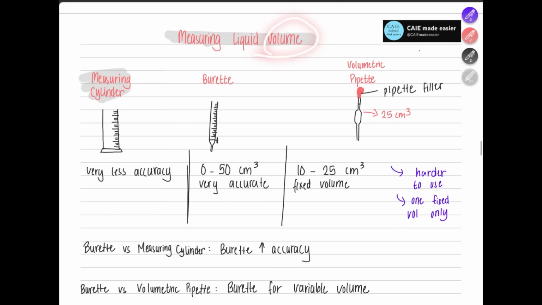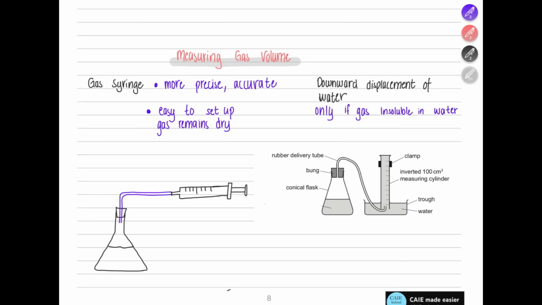How do we measure volumes of gases? Now we will discuss two different ways when we want to measure gas volume. The first one is the gas syringe. This is your syringe. This is a conical flask. The reaction mixture is inside the conical flask. A reaction occurs and the gas is collected inside this gas syringe.